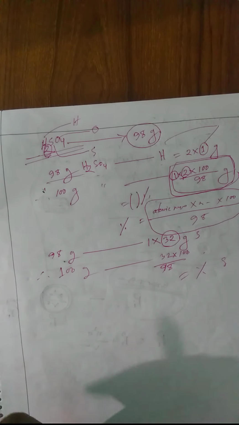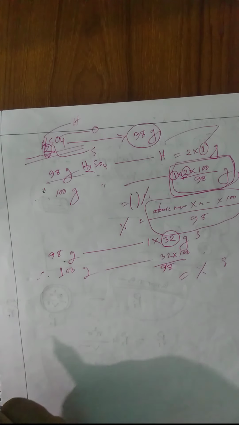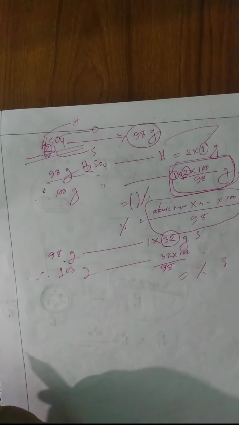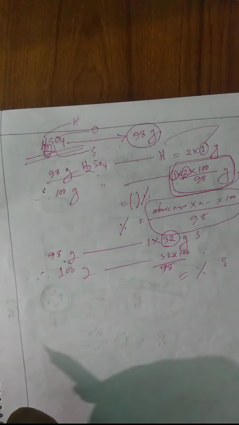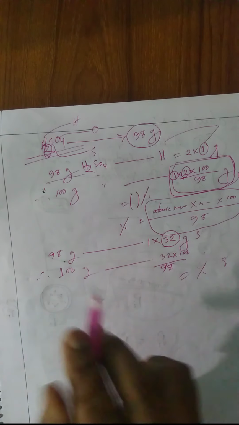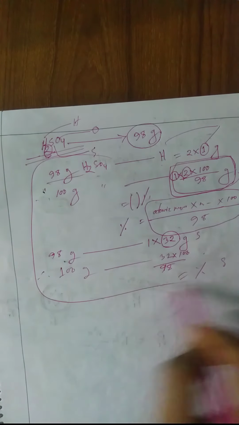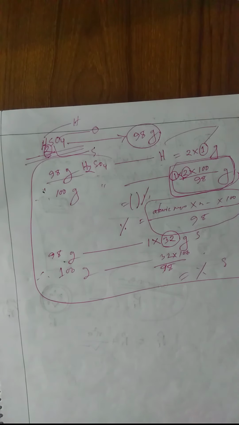Similarly, we can calculate the percentage of oxygen in 98 gram of the H2SO4 compound. So this is the rule or procedure of calculating percentage of elements in a compound. I hope all of you have understood this.